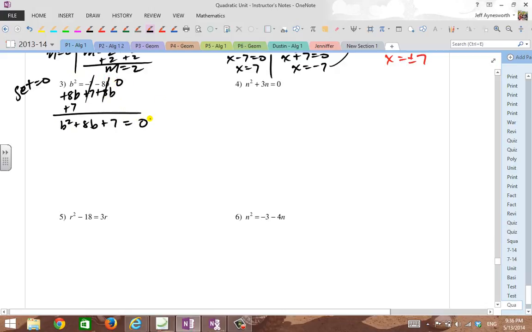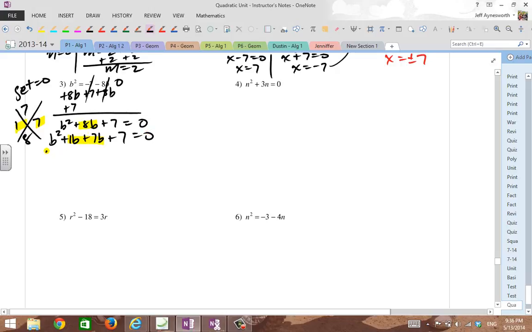Okay, you set this baby equal to 0 and you factor, and you play the factor game. All right, what two numbers multiply to 7, add to 8? Well, we know that 7 is prime, and the only factors of 7 are 1 and 7. So 1 times 7 is 7, and 1 plus 7 is 8. So we're going to split the middle term and do some factor by grouping here. So using these factors, we're going to split the middle term into 1b plus 7b. So we have plus 1b plus 7b plus 7 equals 0.